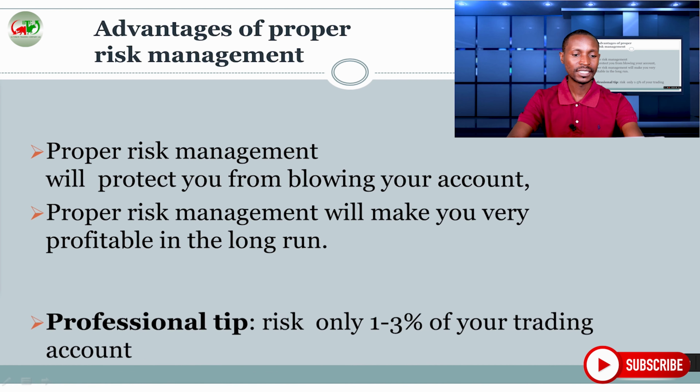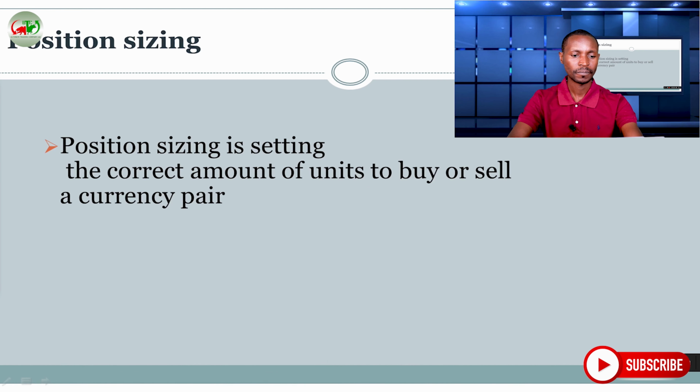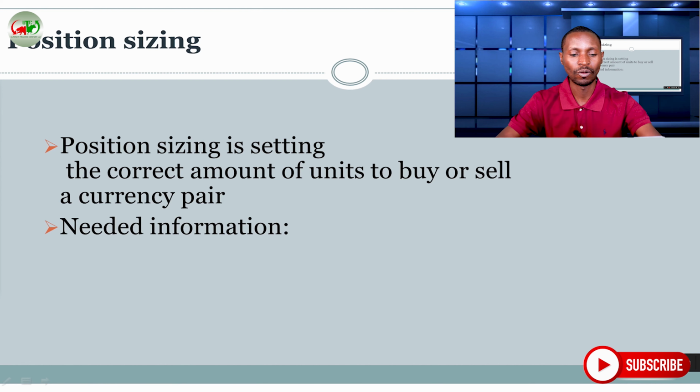So position sizing is simply setting the correct amount of units you need to buy or to sell while trading a currency pair. This will reflect immediately the risk you want to take. You simply want to make sure that if things go wrong, you will not lose more than you set for yourself as loss. This is simply what we call position sizing, and you will need some information to make a proper position sizing.